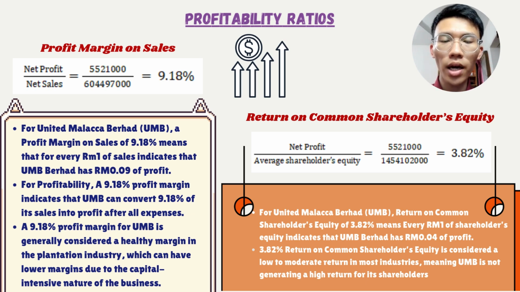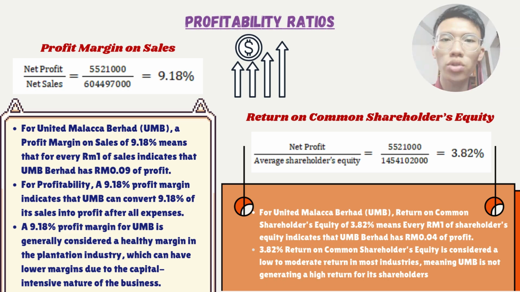For United Malacca Berhad, return on common shareholders' equity of 3.82% means that for every 1 ringgit of shareholders' equity, UMB Berhad has 0.04 ringgit of profit. A 3.82% return on common shareholders' equity is considered a low to moderate return in most industries, meaning United Malacca Berhad is not generating a high return for its shareholders.